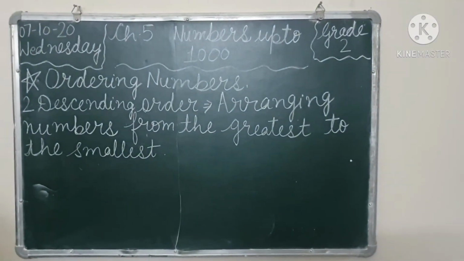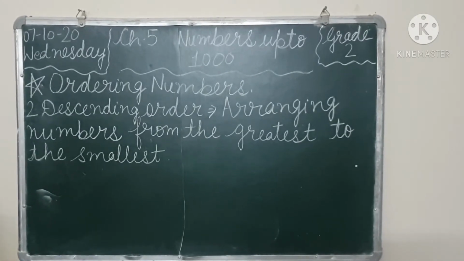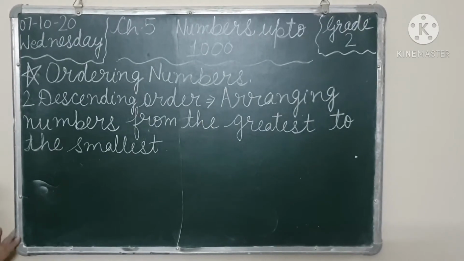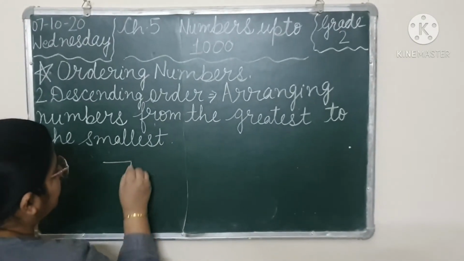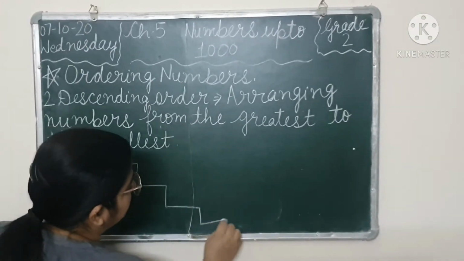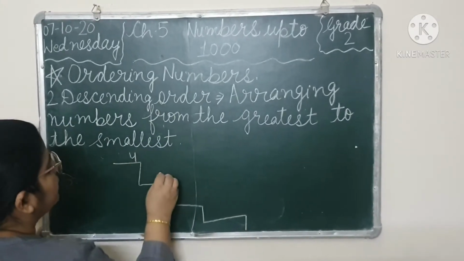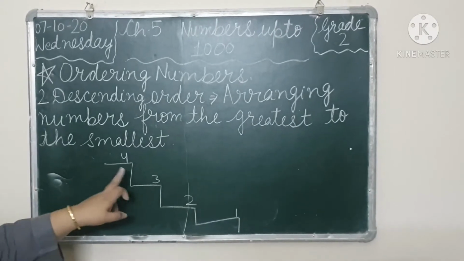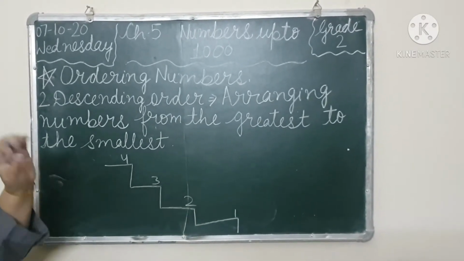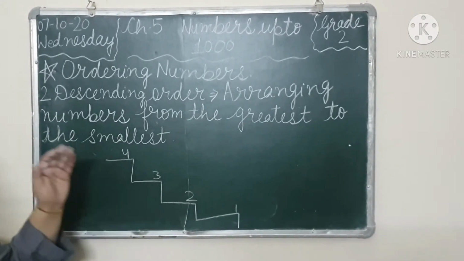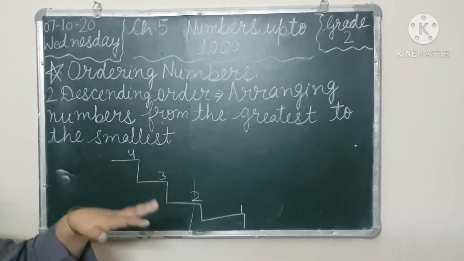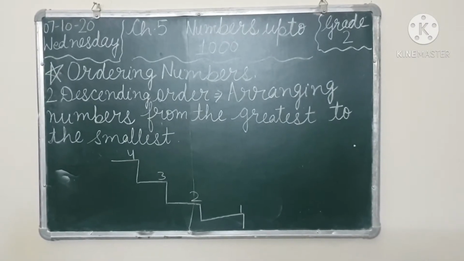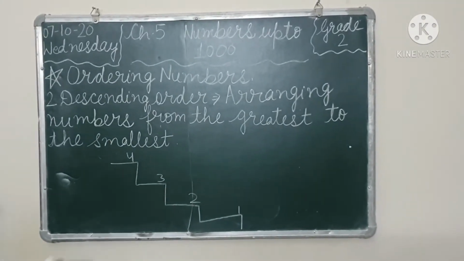The second part is descending order. Descending order means arranging numbers from the greatest to the smallest, like 4, 3, 2, 1. From the greatest to the smallest. It means from the big to the small: a big number, then smaller, then smaller, and then smaller. Descending order means the greatest to the smallest.